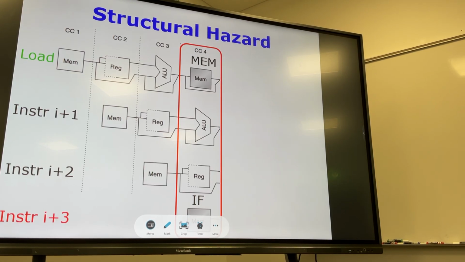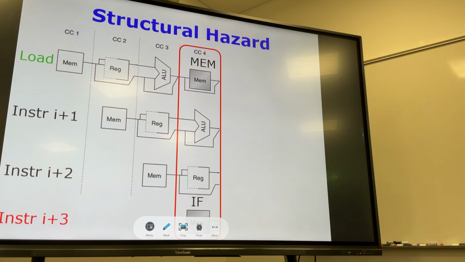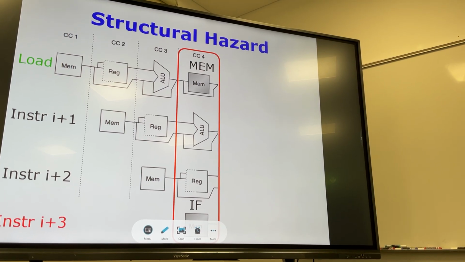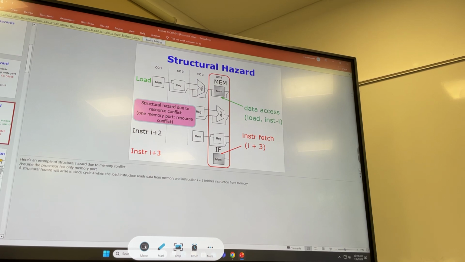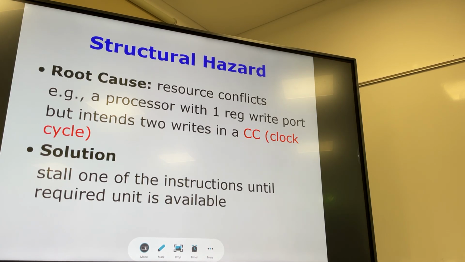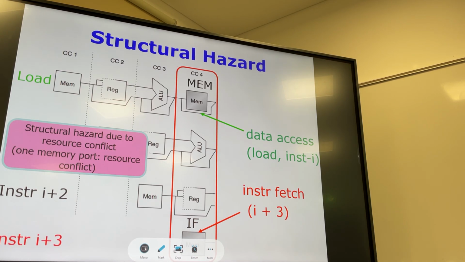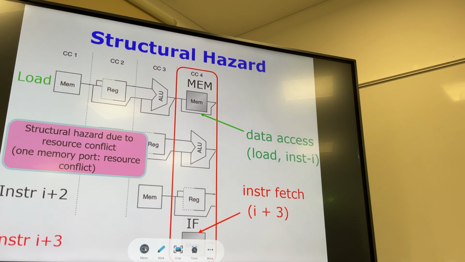Okay, so now we have the data hazard. So now we have a load hazard. Load. Okay, so can you see here? Now, data access is here, instruction hazard is to resolve conflict. Okay, so can you see here? Now, again, the same example.